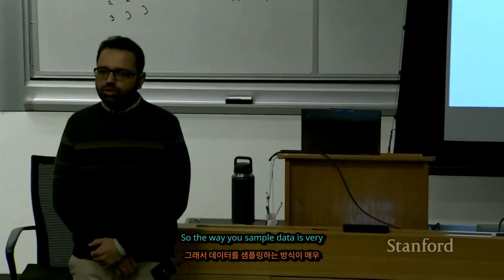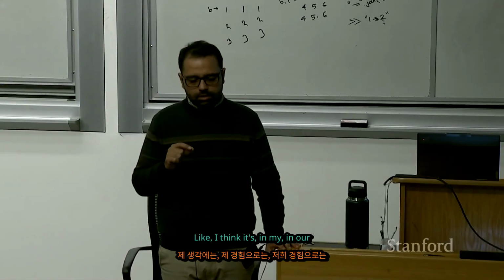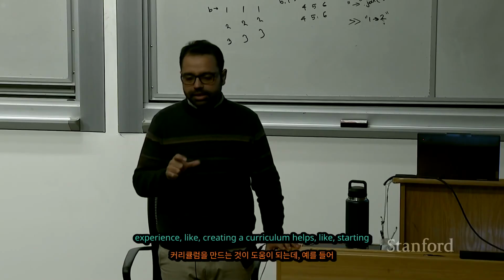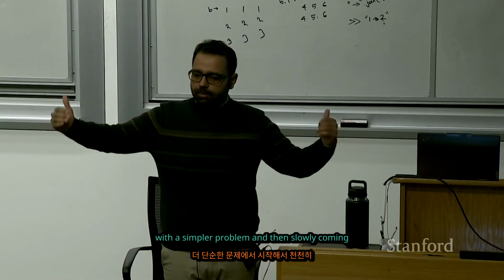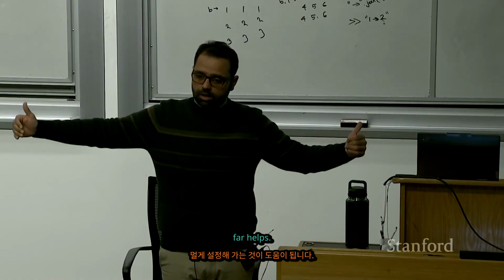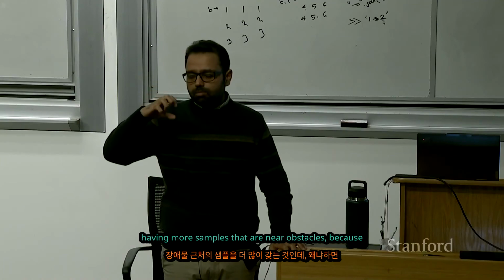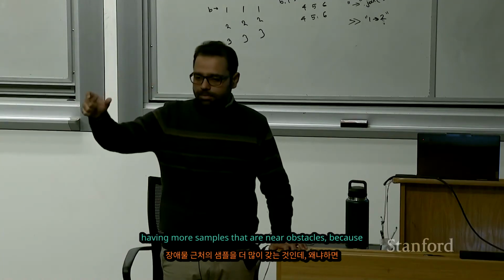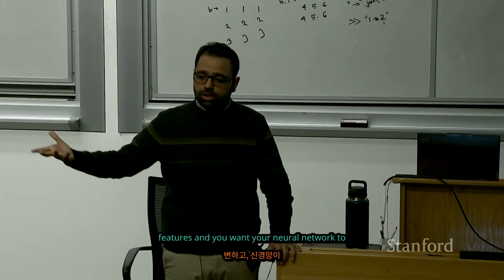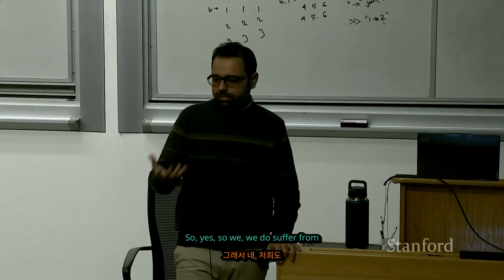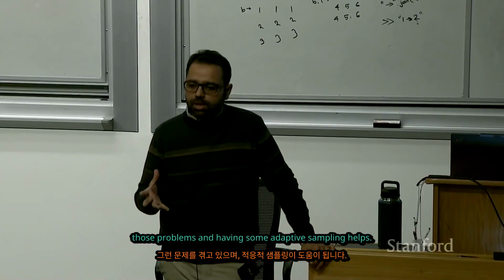Yes. So the way you sample data is very important. In our experience, creating a curriculum helps: starting with a simpler problem and then slowly coming up with start and goal pairs that are very far apart. Another thing that helps is having more samples that are near obstacles, because those are the areas where you have sharp features and you want your neural network to learn those better. So yes, we do suffer from those problems, and having some adaptive sampling helps.